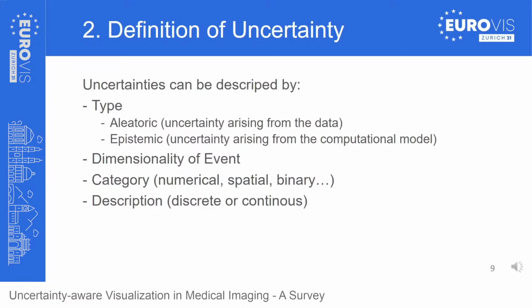There's a dimensionality of an uncertainty event, which means that uncertainty can come in different dimensions. It can be one-dimensional or multidimensional. There's a category where you say uncertainty can be numerical, spatial, binary, and there's a description which can be discrete or continuous.